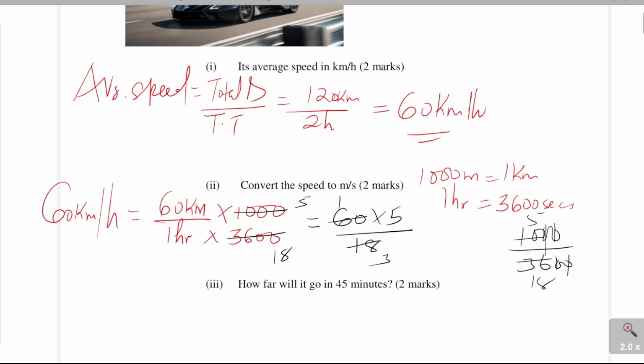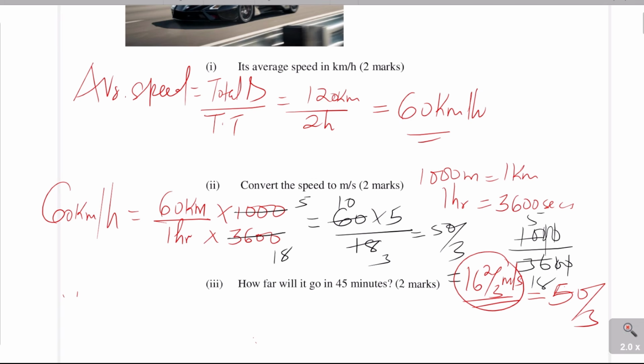60 divided by 6, you get 10. So this will give 50 divided by 3. And 50 divided by 3, once you work out that, this will give 16 and 2/3. 16 and 2/3 meters per second. So that is how you work it out.